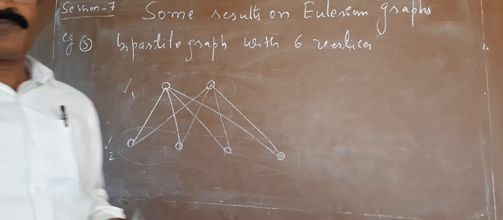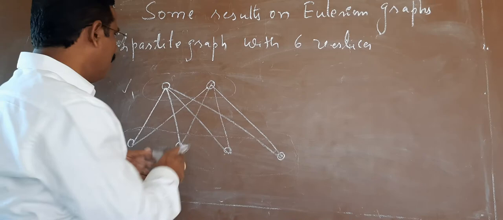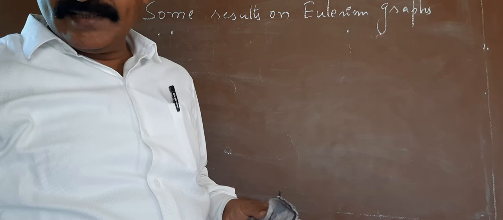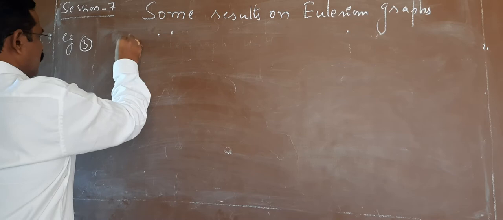Find an Eulerian cycle of the graph shown below. We will take one example. You have to find the Eulerian cycle of that graph, and also find the partitions of edges into cycles. So one graph is given here. This is the graph.